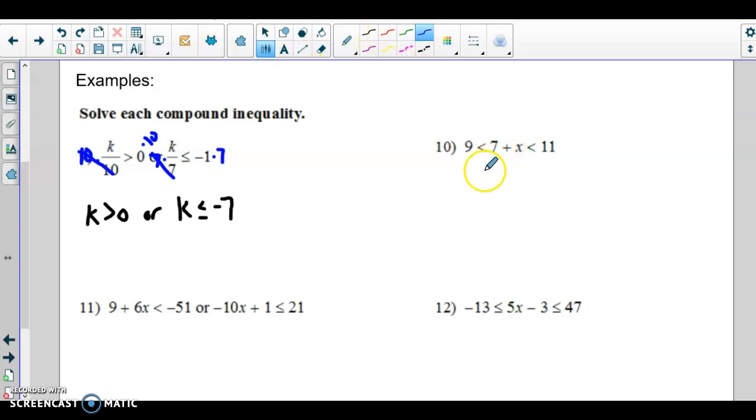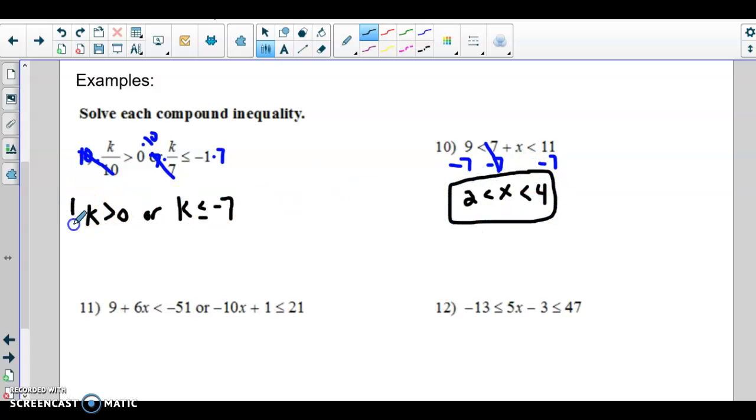What I want to do is get x in the middle, meaning I need to get rid of the 7 plus. To cancel that, I'm going to subtract 7. I'm doing this to both inequalities, to both sides. So I subtract 7 from 11 and subtract 7 from 9. My final answer is 2 less than x, with x in the middle, which is what I want, and then less than 4 over here. And that's my answer.